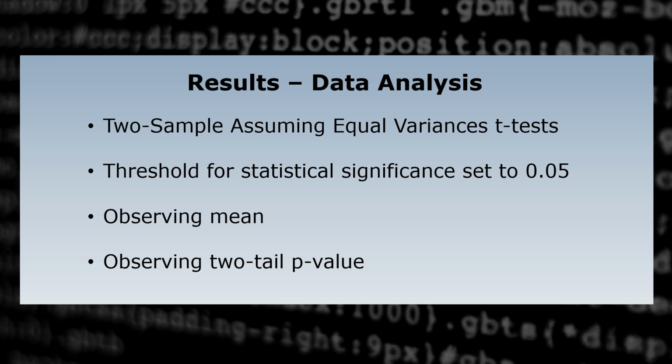To analyze the resulting research data, 2 sample assuming equal variances t-tests were performed on each data set produced from an applied sentiment graph x-axis adjustment, where datasets with adjustment were compared to a dataset without an adjustment. The alpha value was set to 0.05 for each test. The mean value and two-tail p-value were observed for determining statistical significance.